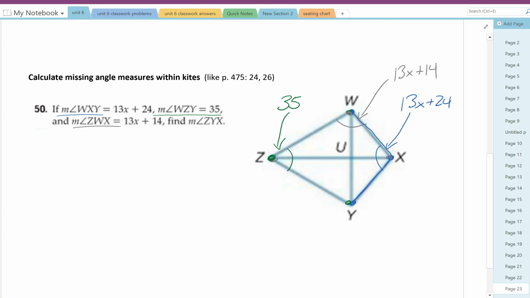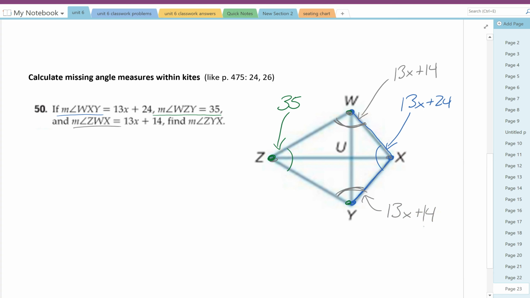All right, so I know 3 of the 4 angles inside of the kite, but what I know about kites is that they have one pair of opposite congruent angles. So whatever this angle is up here that I've drawn in gray is going to be congruent to this one down here. So this one is also going to be 13x plus 14.